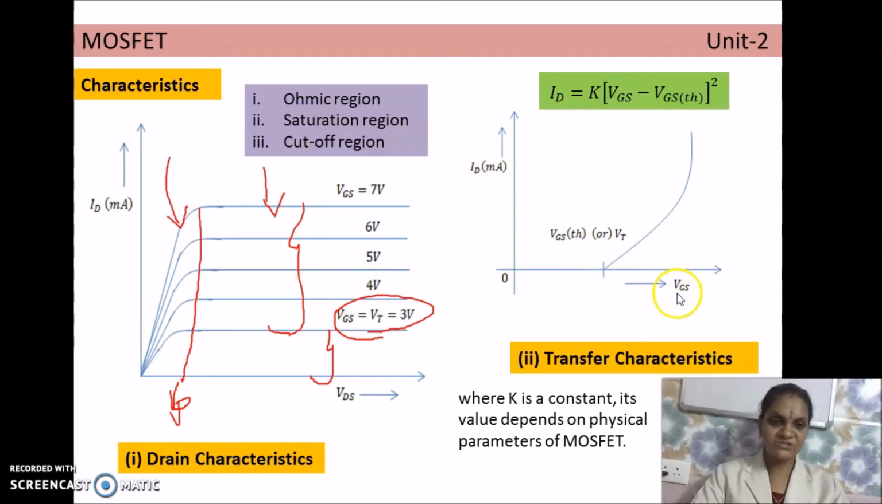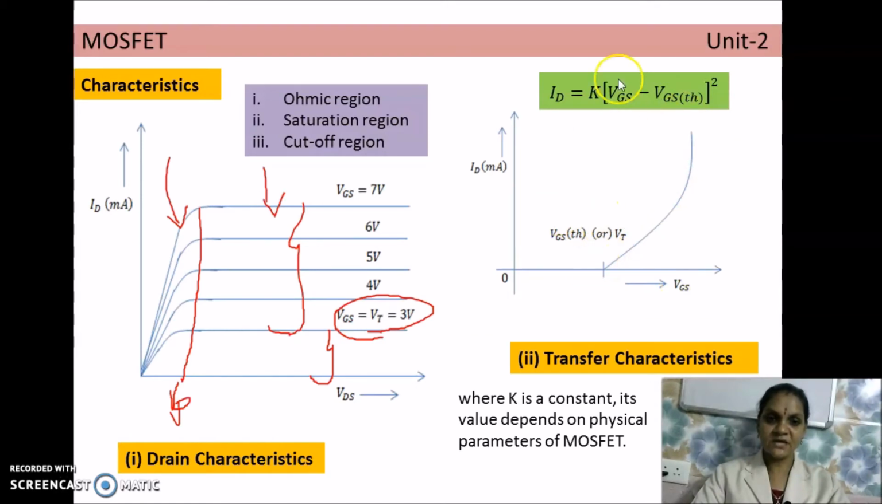By taking VGS on the x-axis and ID on the y-axis, if we increase the value of VGS till it reaches the threshold value, the drain current is 0. This is because the channel will not get created between the two end regions, and hence the drain current is 0. If we increase the value of VGS beyond the threshold voltage, the current starts to increase exponentially. This is because the width of the channel increases, as a result of which the drain current increases.